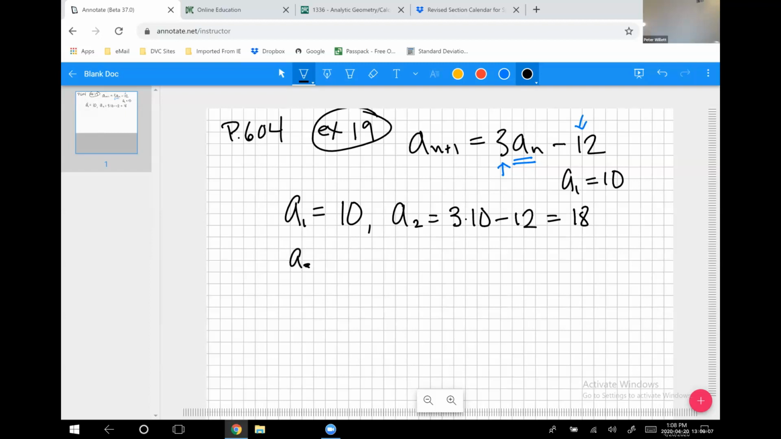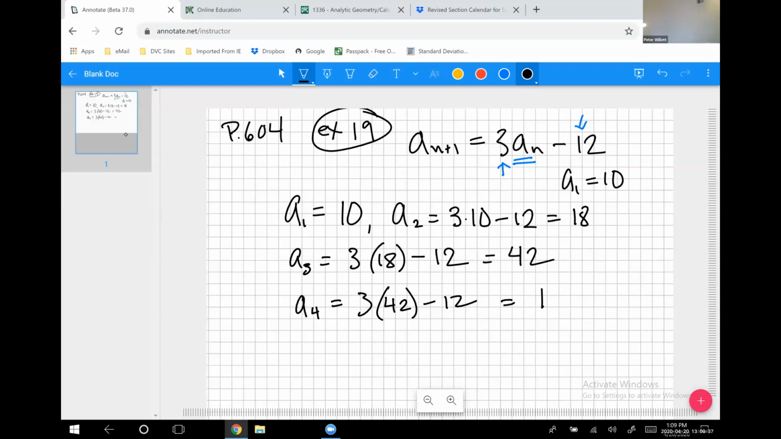Then to get a sub 3, that would be 3 times the previous answer, which was a sub 2, or 18, minus 12. So that's 54 minus 12, I'm getting 42. And then a sub 4 would be 3 times what a sub 3 was, minus 12. So that's 126 minus 12, which would be 114, unless I made a little arithmetic mistake there.